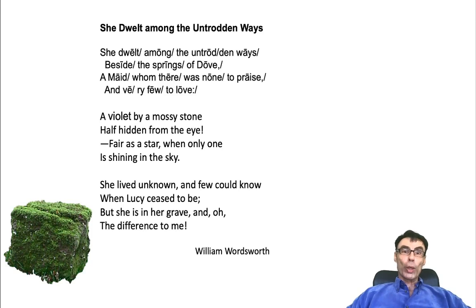Listen. She dwelt among untrodden ways, besides the springs of Dove, a maid whom there were none to praise, and very few to love. That maintains an iambic rhythm throughout the verse, but Wordsworth has snuck in an unnecessary syllable to break the flow. It now reads, She dwelt among the untrodden ways. It's clumsy. It's not the work of a master wordsmith. Or is it? What's Big Willie up to?